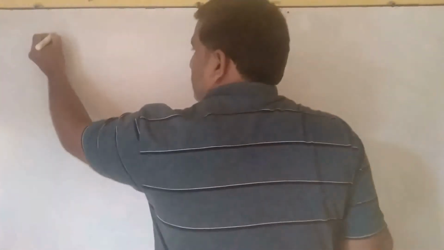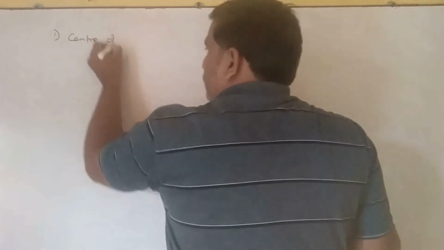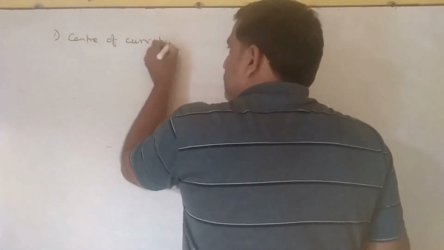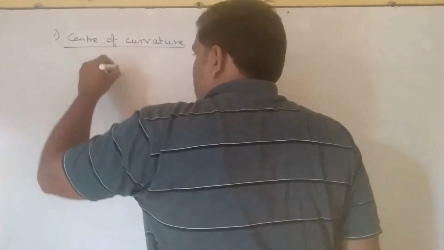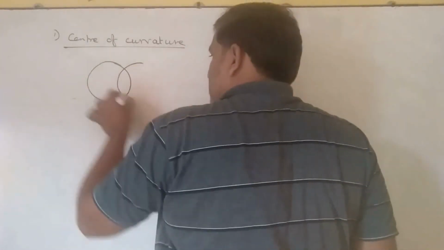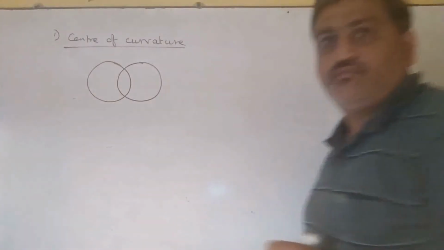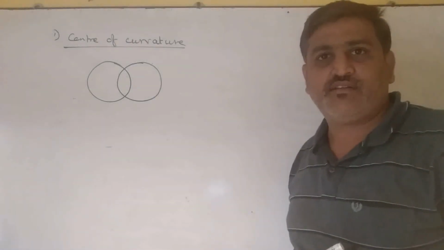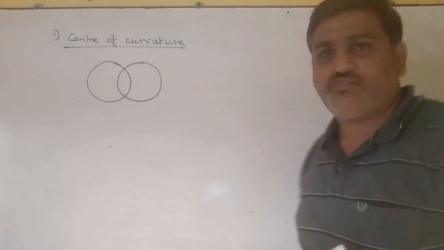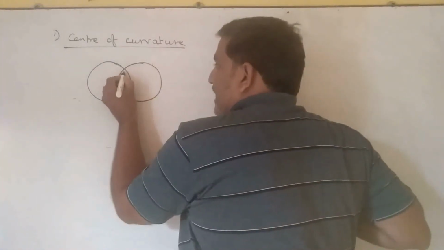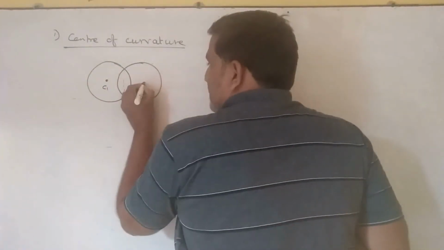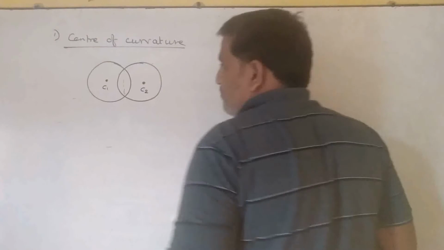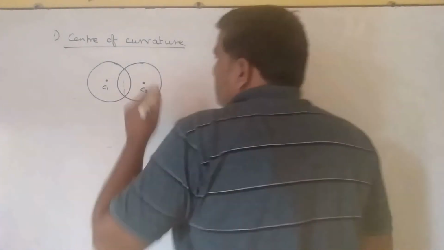Okay, now the first term is center of curvature. Actually, the lens is made when two spherical surfaces are taken and overlapped on each other. Then the central part acts as a convex lens, right? Say this is the center of the sphere, and this is the second center of the sphere. So what is center of curvature?